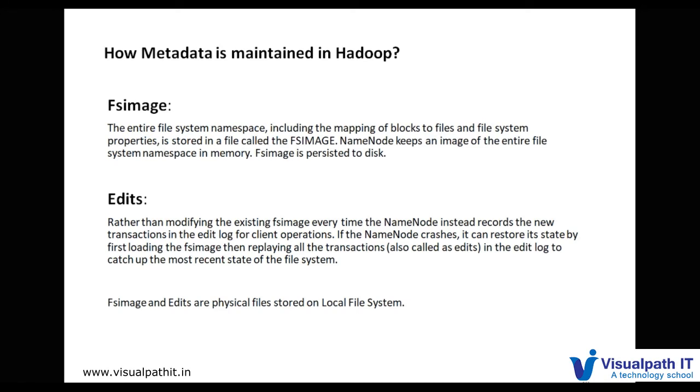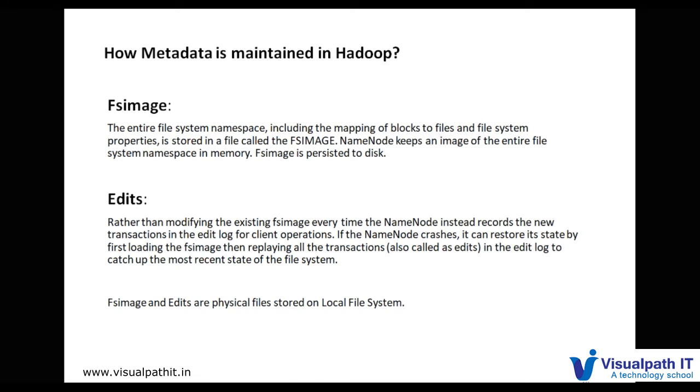The fs image, the entire file system namespace, including the mapping of the blocks to files and file system properties, is stored in a file called fs image. The name node keeps an image of the entire file system namespace in memory. Fs image persists to disk. So fs image is a file, and it is stored on the disk.